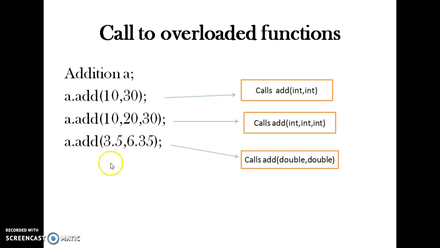The third call a.add with 2 parameters which are double type is going to call the third function which takes 2 double values. So this is how the same name functions will be differentiated based on their calls. The compiler will select the function based on the type of the parameter that is being passed to the function call.